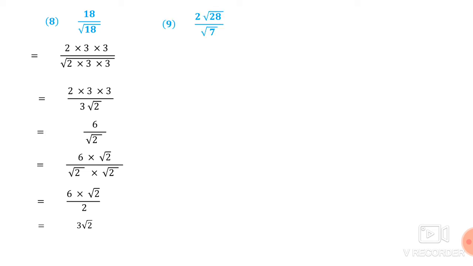Part 9, you have to do it yourself. Make the factors of 28, and then square root 7 will be cancelled out, and you will get the remaining as the answer.